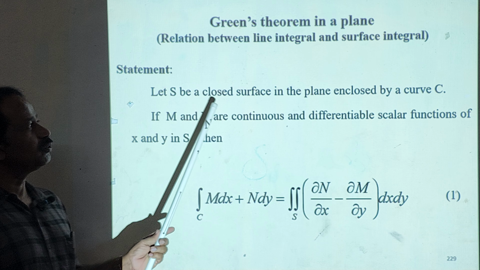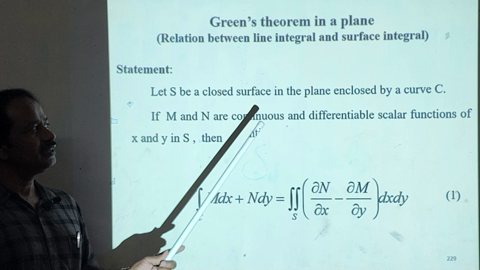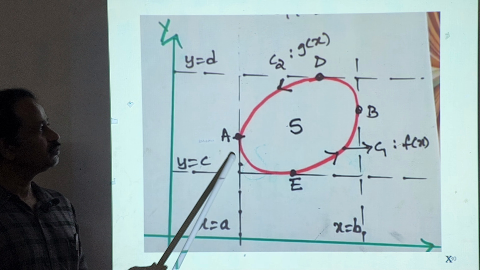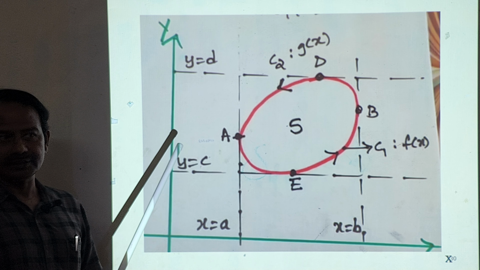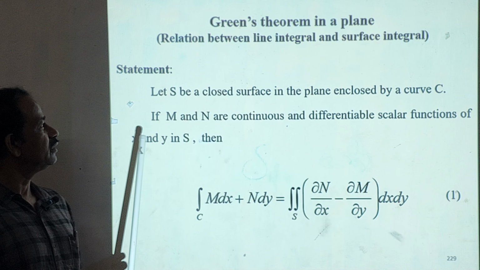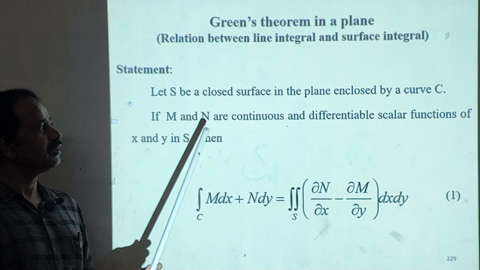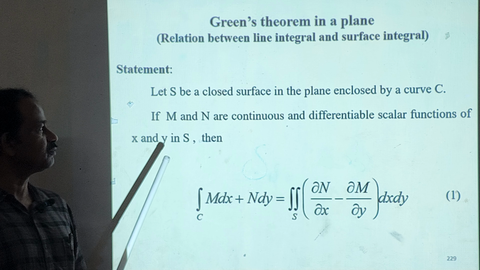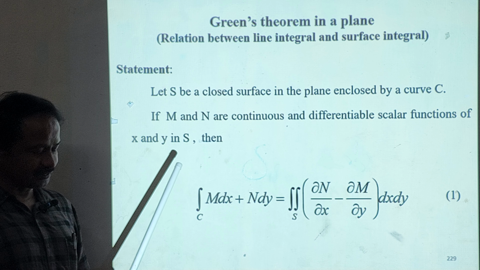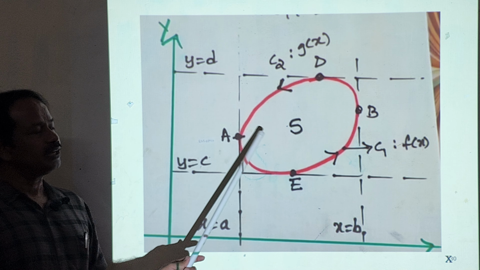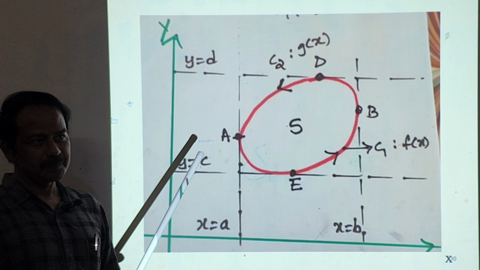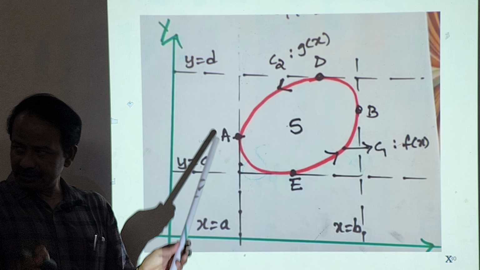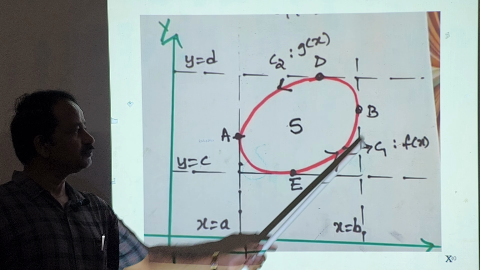Let S be a closed surface in a plane enclosed by a curve C. So we have a surface S, enclosed by a curve C. If M and N are continuous and differentiable scalar functions of x and y in S. So we have an area which is enclosed by a curve C.